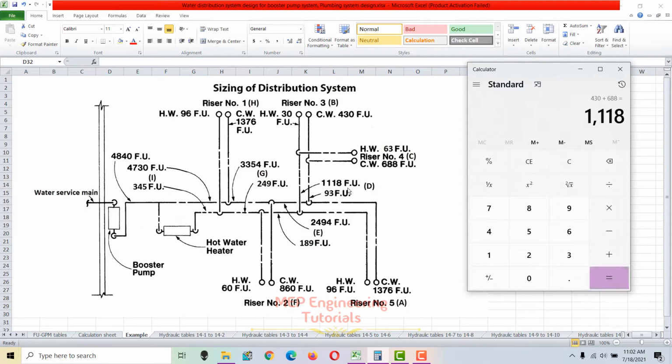That is 1118, which is represented by D, and then we have to add this 5A cold water supply fixture unit, 1376 plus 1376, so 2494. So the total cold water supply fixture unit at section E is 2494. We need to calculate demand first, from 2494, in order to get the pipe size at this section, which is represented by E.